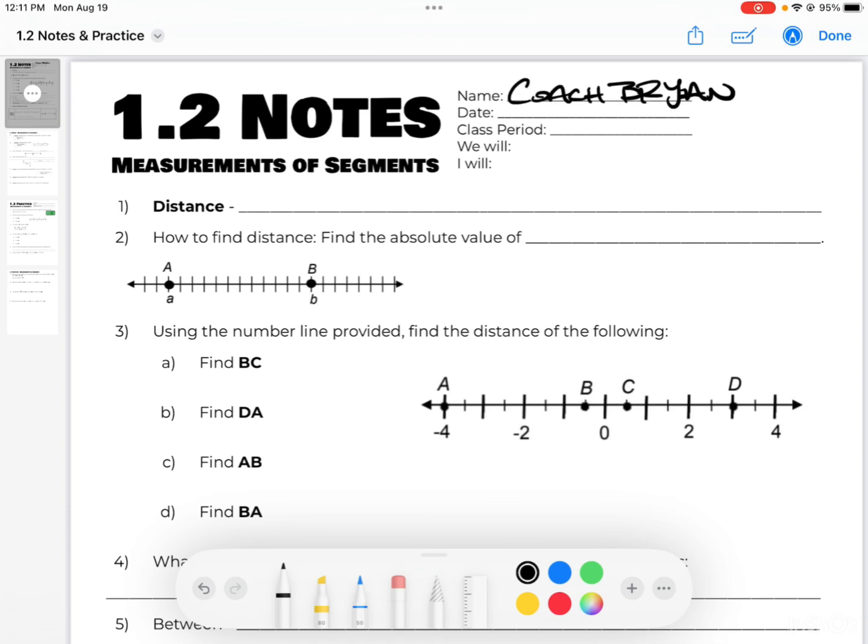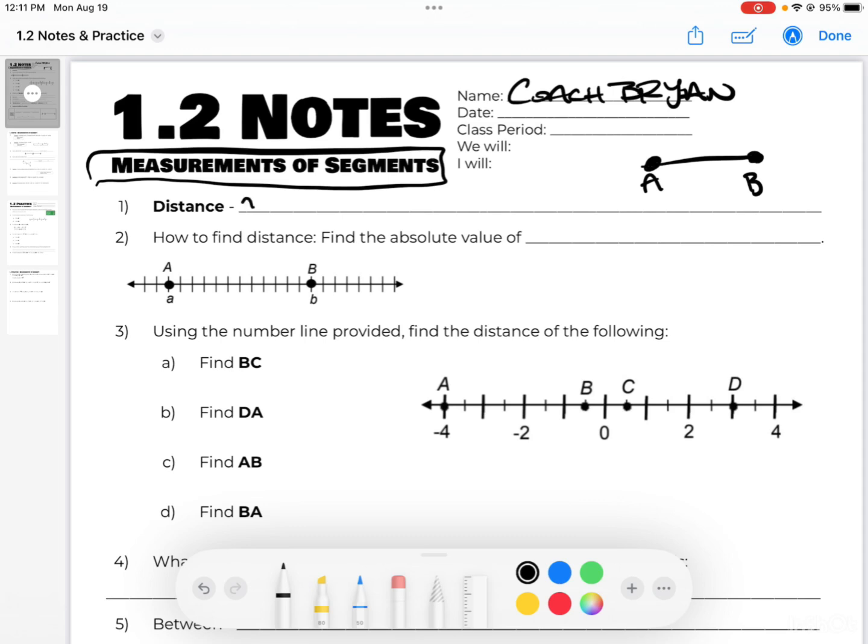1.2 is all about measuring segments, all right? And so a segment, if you remember from last class, is just a part of a line that has two endpoints and it has a finite length, meaning you can actually measure it. And that's what we're going to be talking about today when we're talking about distance.